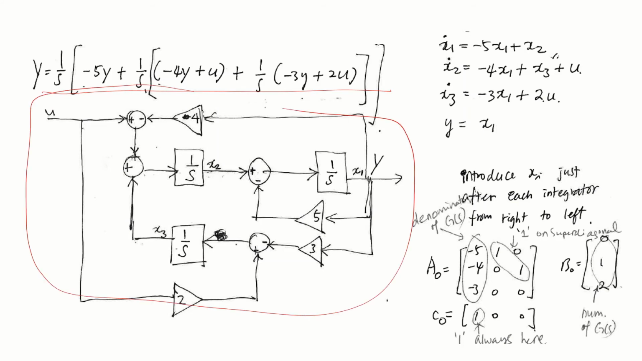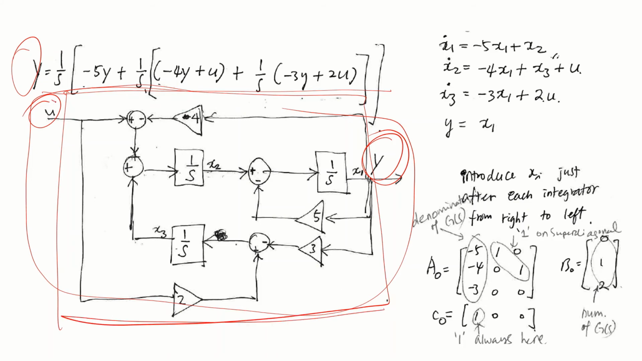Okay, so once you have this, now we can draw the block diagram here. So here comes output y. You have input u. So we are going to relate this u and y using this block diagram. So here comes the way of defining state vectors.